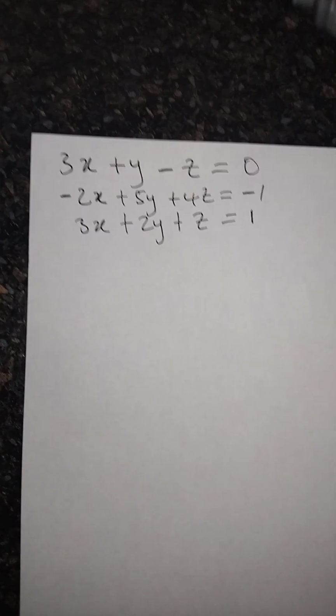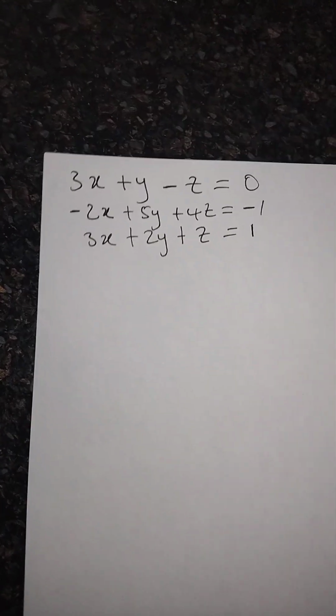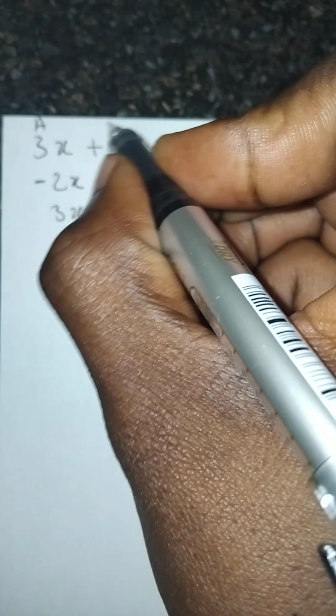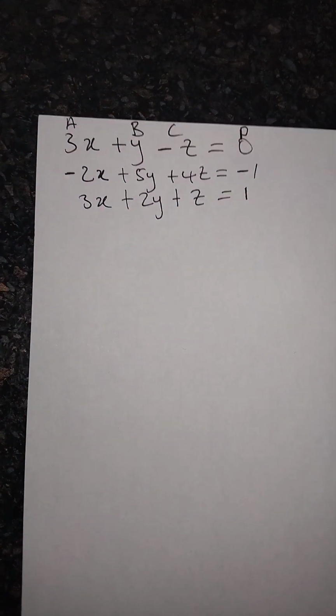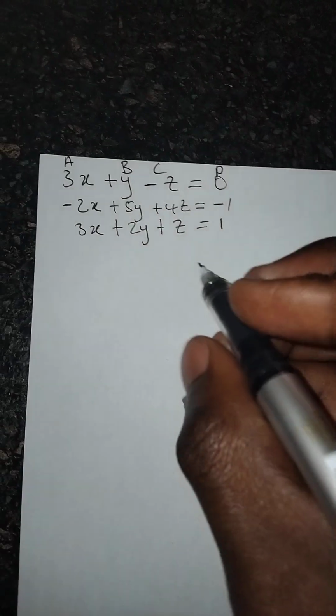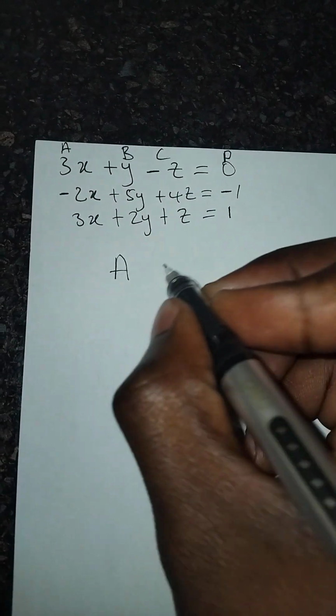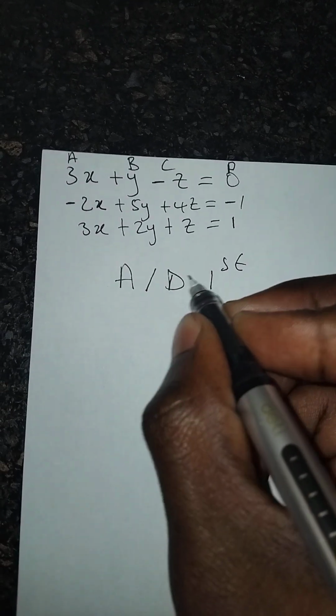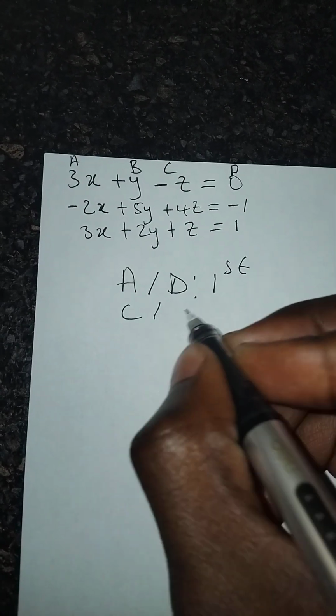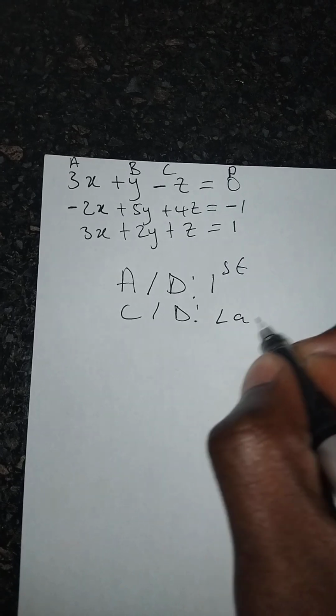Here's the question. They give us 3 equations. Let's solve for x and y using Cramer's rule. So the first thing that I will do, I'll put a there, then put b, then put c, then d. Okay, just like that. Then on the side here, I'll write: a or d first, then c or d last.